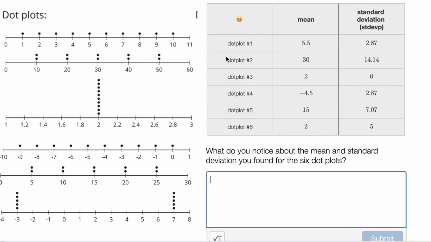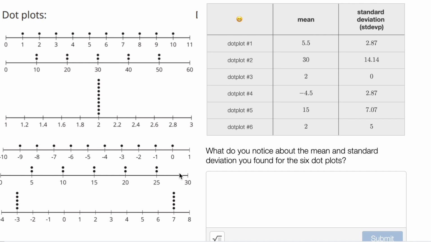Look at dot plot 2 and dot plot 5. So dot plot 2 had 10, 20, 30, 40, 50. Dot plot 5 had 5, 10, 15, 20, 25. And look at those standard deviations. You have 14.14 and 7.07. 7.07 is just half of 14.14. So that's kind of interesting how you had 10, 20, 30, 40, 50, and then when you went by 5s, 5, 10, 15, 20, 25, the standard deviation ended up being half of that first one.